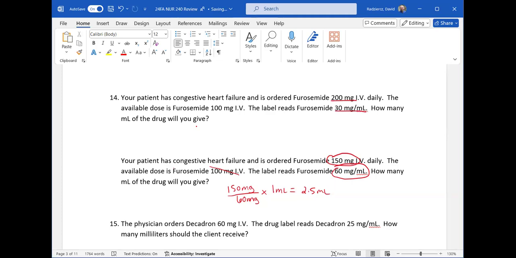So you need to know the 200, and you need to know the 30. And then you're going to ignore the 100 because that doesn't tell you what the concentration of it is. It just tells you the total, probably what's total in the actual vial. So 200 divided by 30, and you'll get 6.6 repeating. So if you're given this and administering this, it would be 6.7 milliliters.